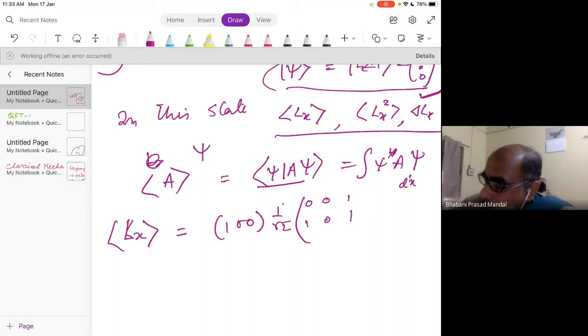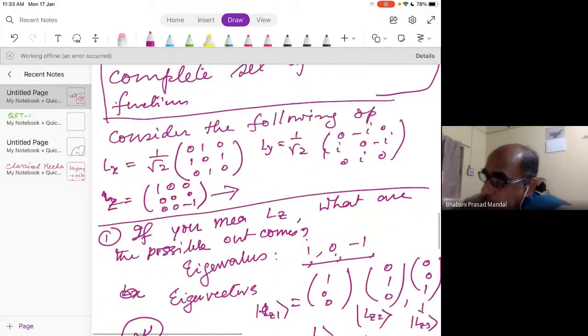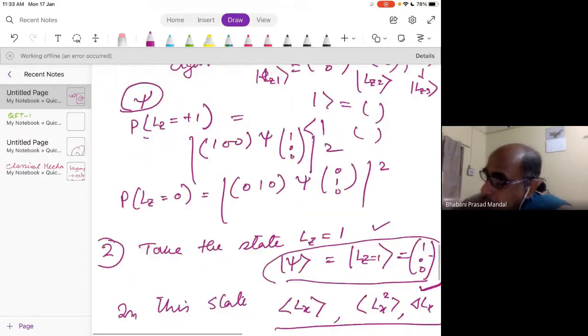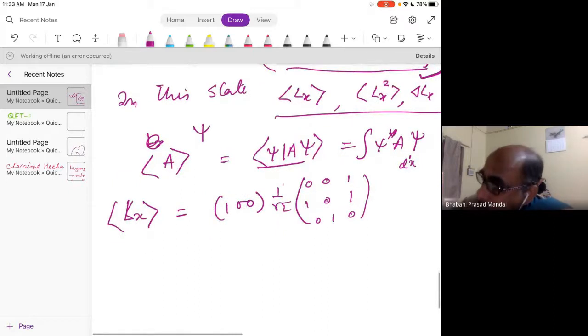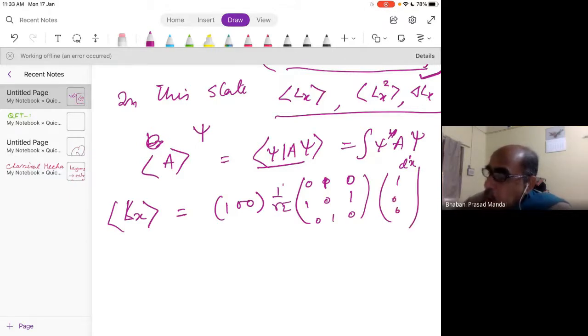No, I wrote it wrong. Let me check what I wrote for my Lx. The matrix is 0, 1, 0. No, this is the mistake. 0, 1, 0, times 1, 0, 0. If you do this matrix multiplication, you will get the value, and you will find that this is 0.